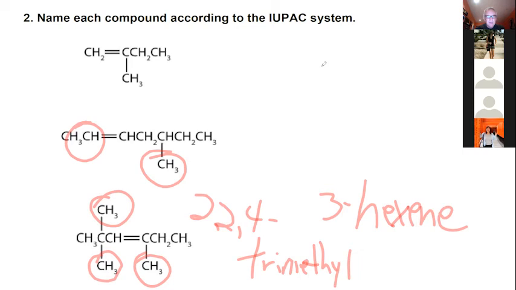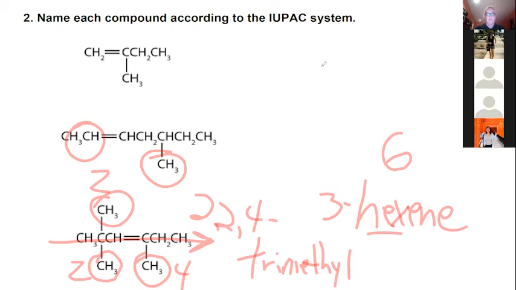Hexene is like... Hex is 6. Yeah, there's 6 carbons across. That's the longest stretch of carbons we can make that contains the double bond. So that makes for the hex part. That's 6. In either direction we go, it's going to be the 3rd carbon, either direction. So the smallest numbers we can make for the 3 methyl groups are 2 and 4.